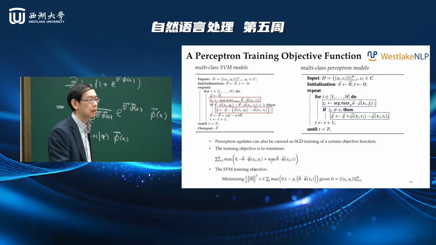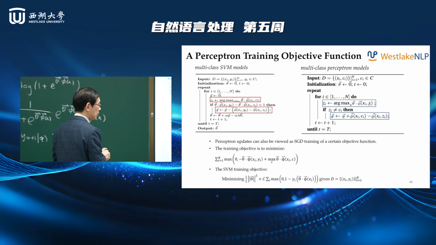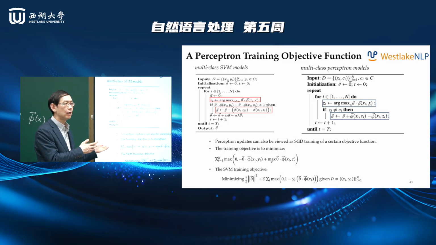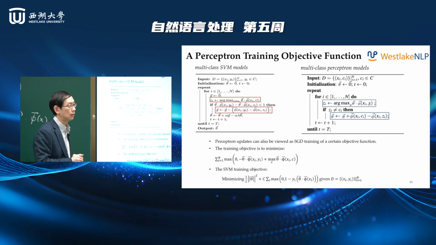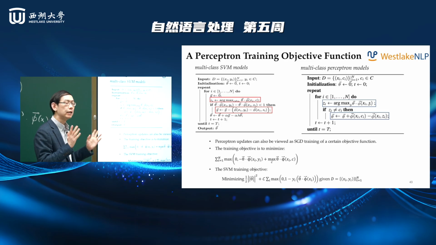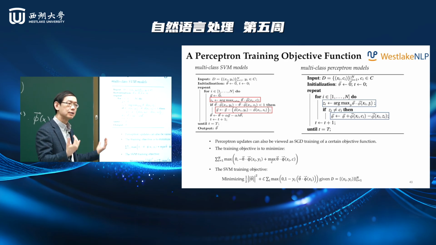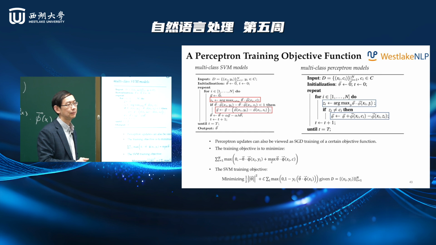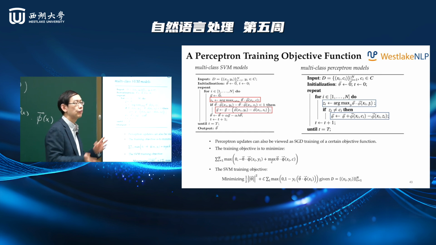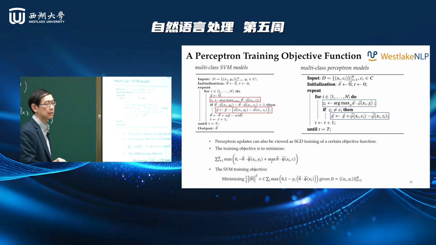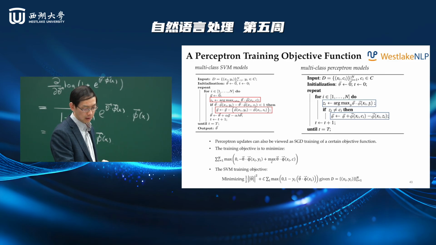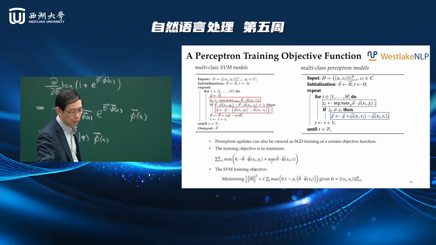If you really compare the perceptron and SVM, because they're so similar, you can back engineer a training objective function for the perceptron. If my perceptron were some training objective trained using SGD, then what should it be? You can reverse engineer it. It turns out that the perceptron training objective is written in the second last equation.